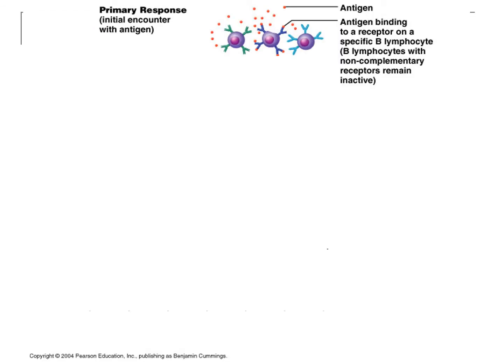Okay, so looking at this, you see a primary response, an initial encounter with the antigen. So the antigen is like the little reddish-orange dots. And you can see that only one of these B lymphocytes has the ability to bind to that particular antigen. Now, the B lymphocytes that don't have receptors that will bind to that antigen, they're not activated. They remain completely inactive. So basically what you're going to do is limit this whole process strictly to the line of cells that can bind to this particular antigen.